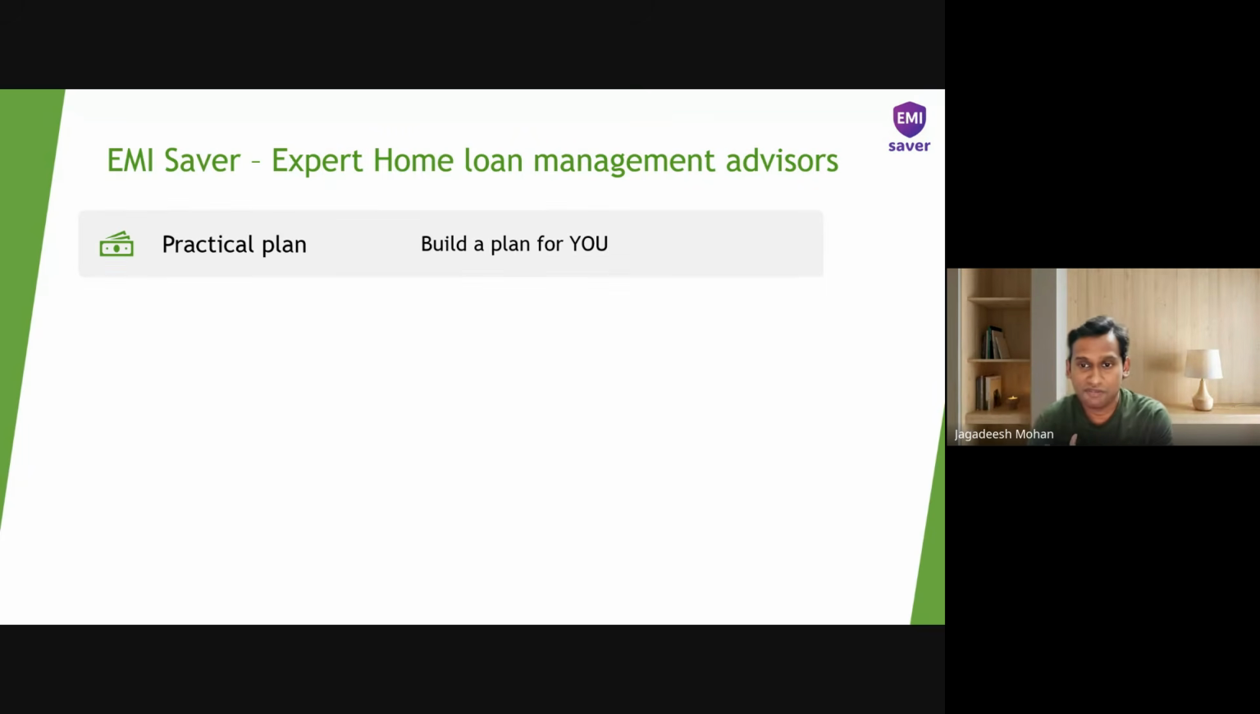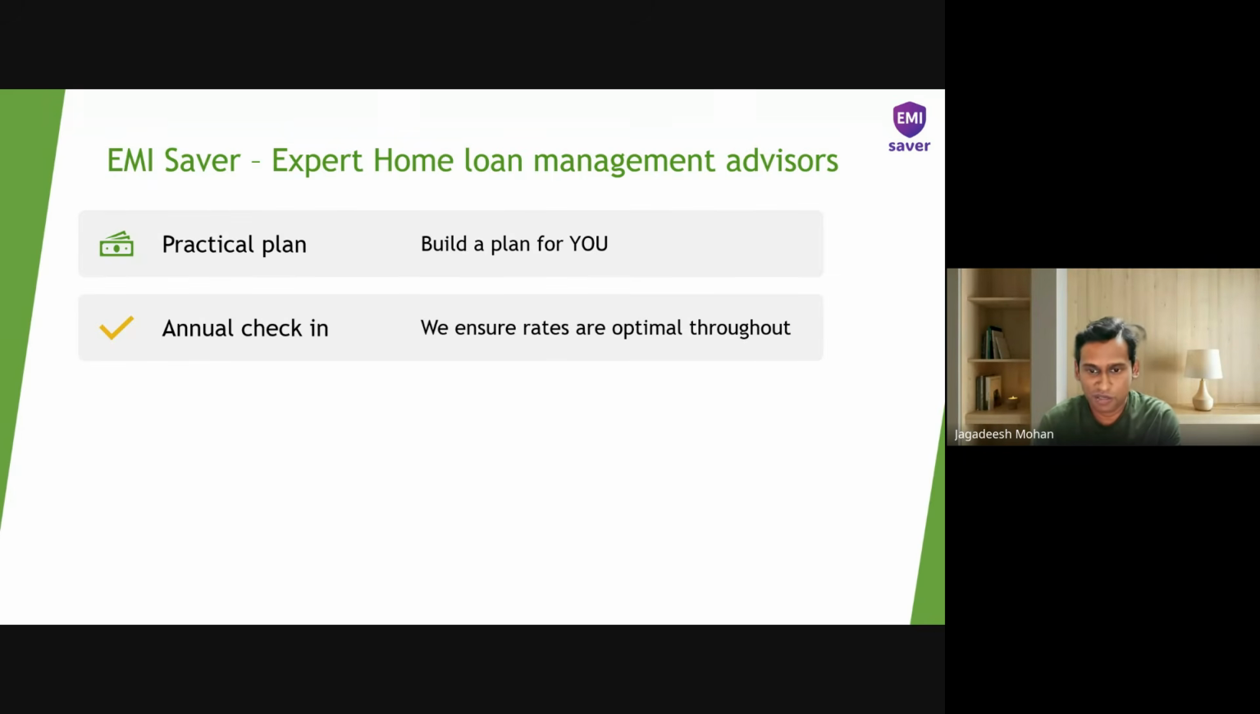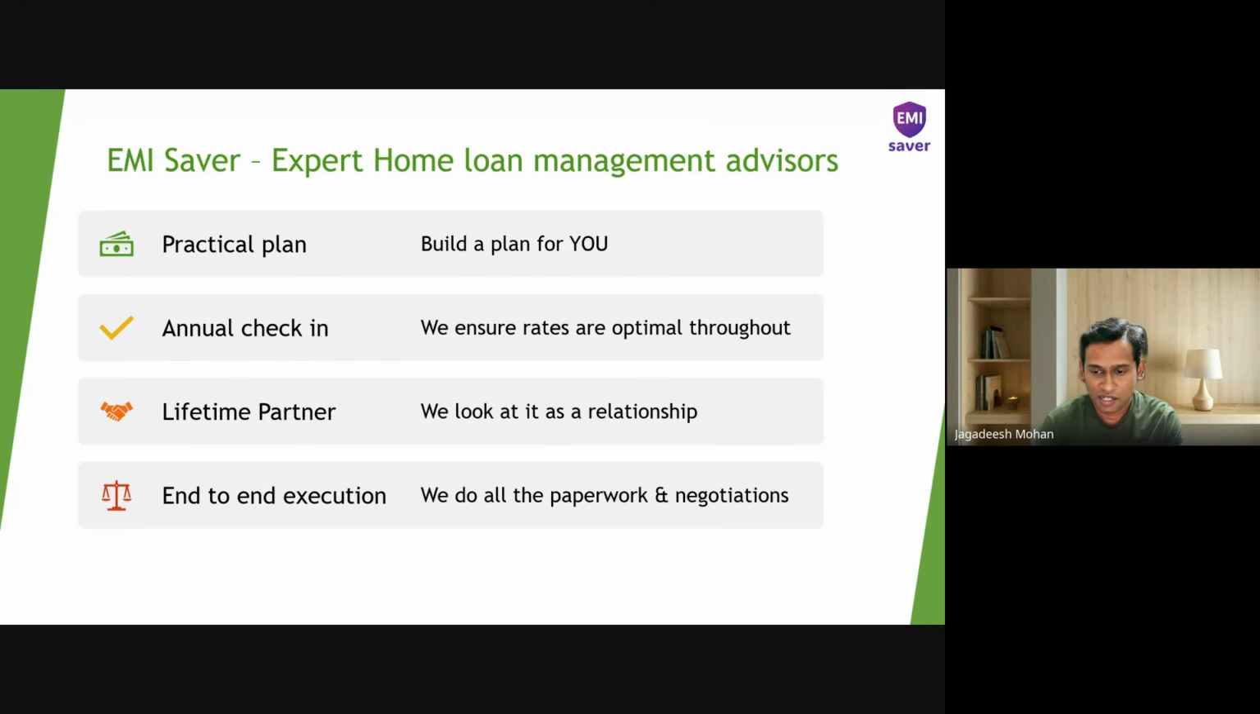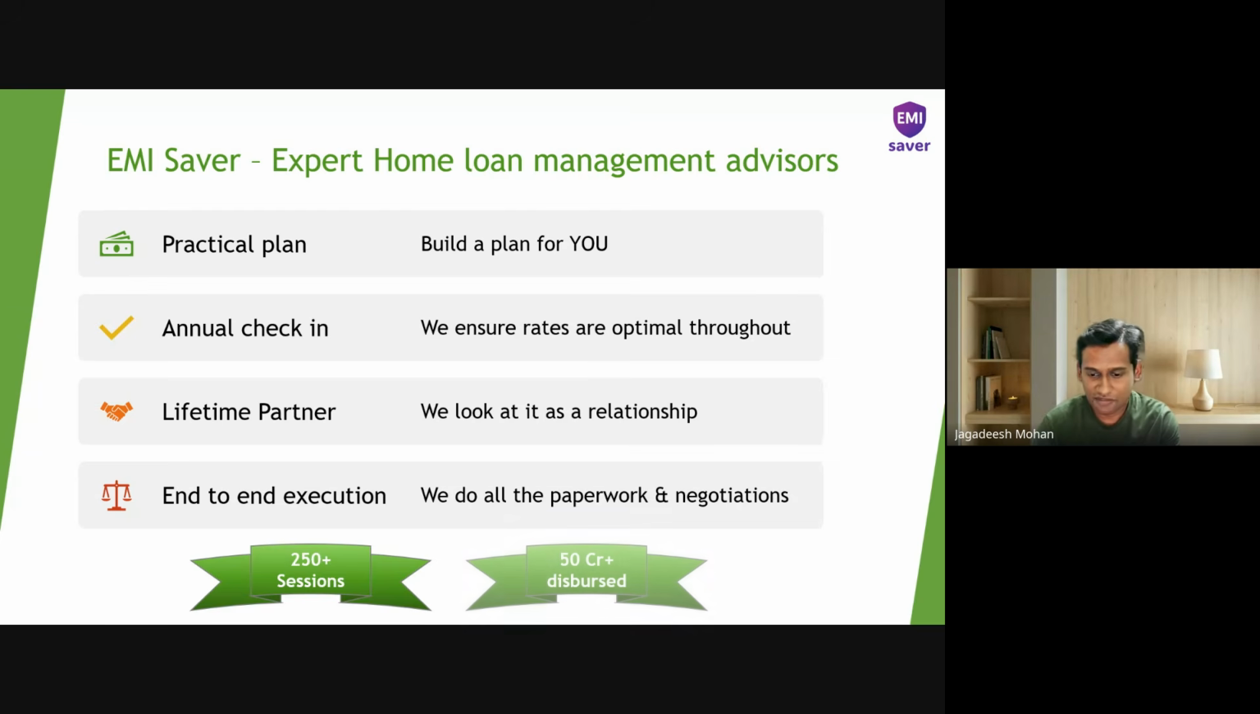This is where we are, and what we end up helping people do is build a practical plan, a plan that will work for you. We do an annual check-in to ensure the rates are optimal throughout. And we are a lifetime partner because we look at it as a relationship. Lastly, we help manage the end-to-end execution. We do all the paperwork and the negotiations. We've already done 250 plus individual sessions. We have helped disburse almost 50 crore plus worth of loans so far. This was just an introduction about EMI Saver and what we have been doing so far.